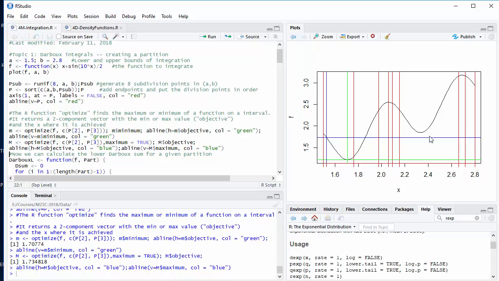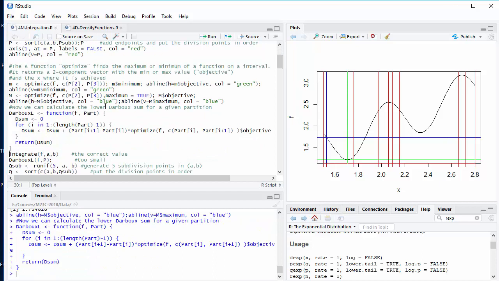So now I can calculate the lower Darboux sum. Here's a function that does the job. Let's look at how it does it. It initializes a variable to 0 that's going to hold the sum, and then it runs through the partition, and for each subdivision in the partition, it takes the difference between the two subdivision points, the length, times the value of the function optimize, which defaults to minimizing, and it takes the objective. That's the lowest value, the infimum.